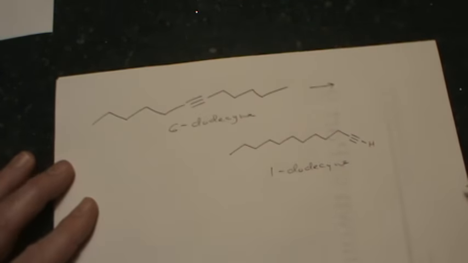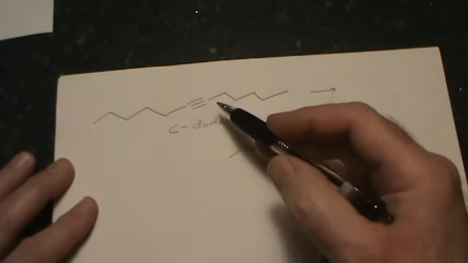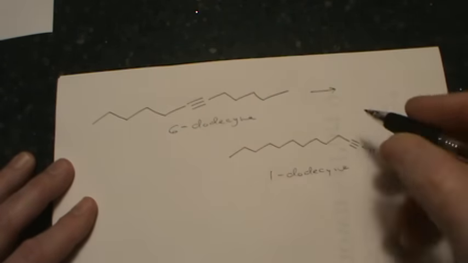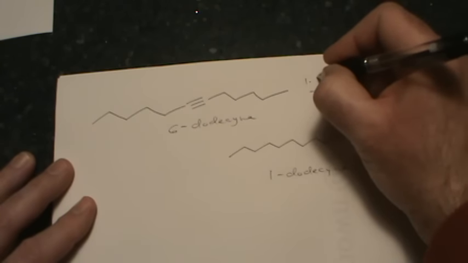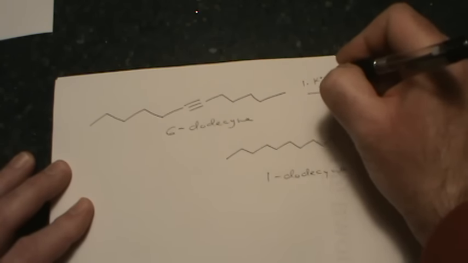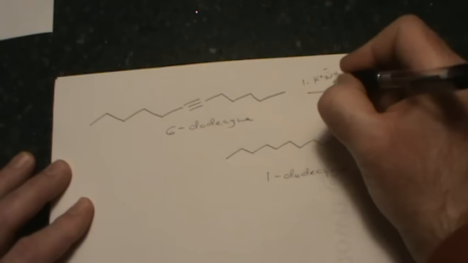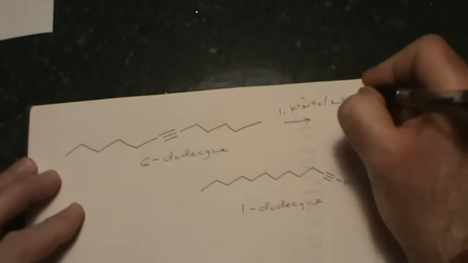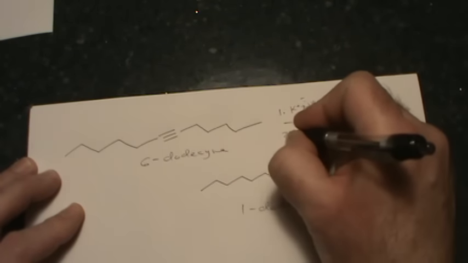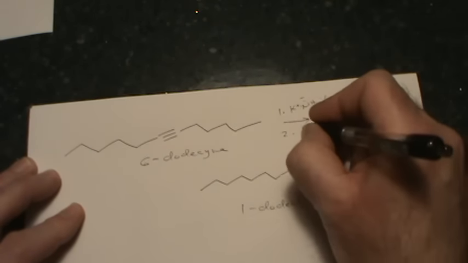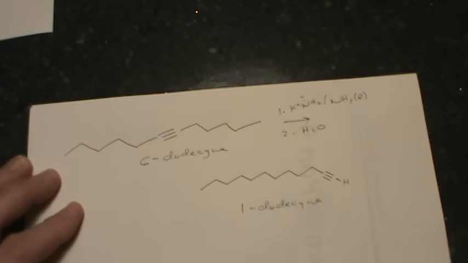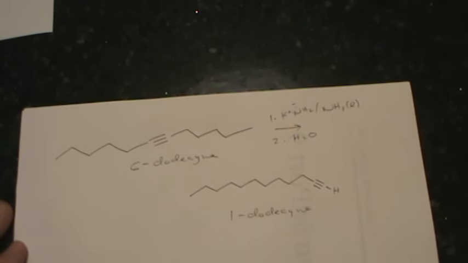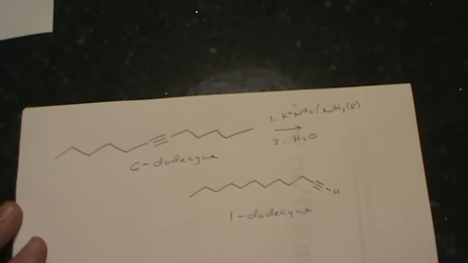And the reagents that are required to convert an internal alkyne to a terminal alkyne are, in the first step, potassium amide in liquid ammonia, and then in the second step we have to quench with H2O. So those reagents are always going to be the same.